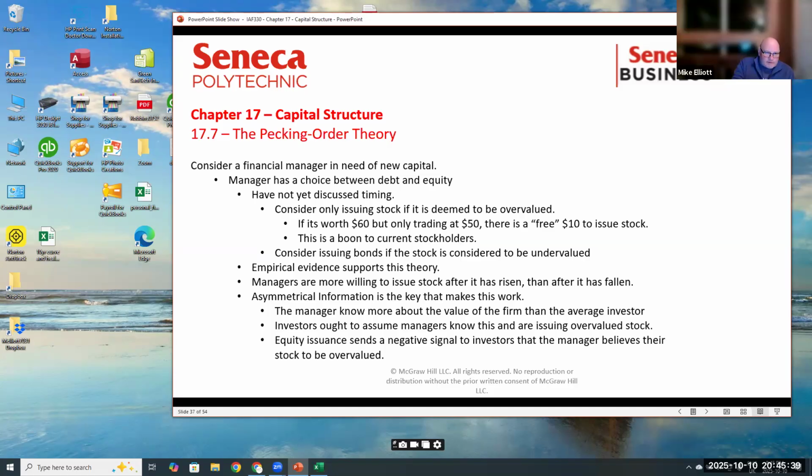If I issue bonds, it must mean that I believe my stock is undervalued. Conversely, if I issue equity, the negative signal to the market is I believe my stock is overvalued. I'm selling it now because it's trading at 60, it's only worth 50. I want that 10 bucks. That's why I'm issuing stock. That's exactly the signal the market's going to take.